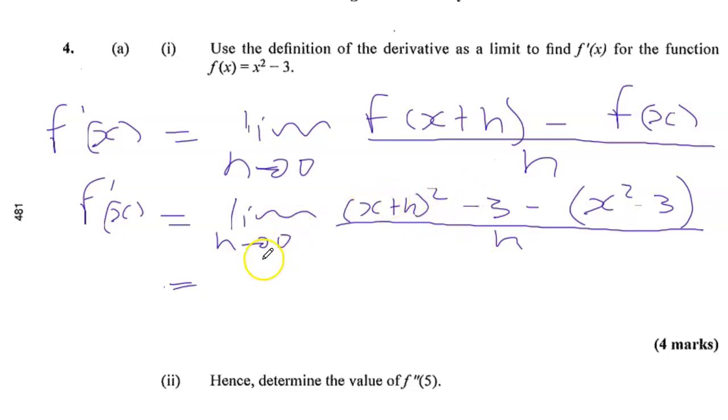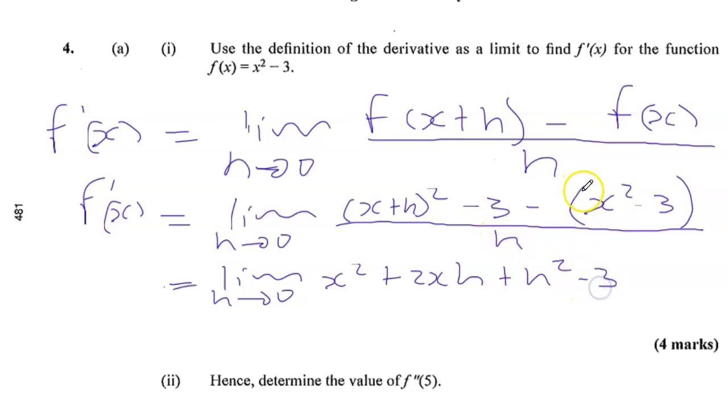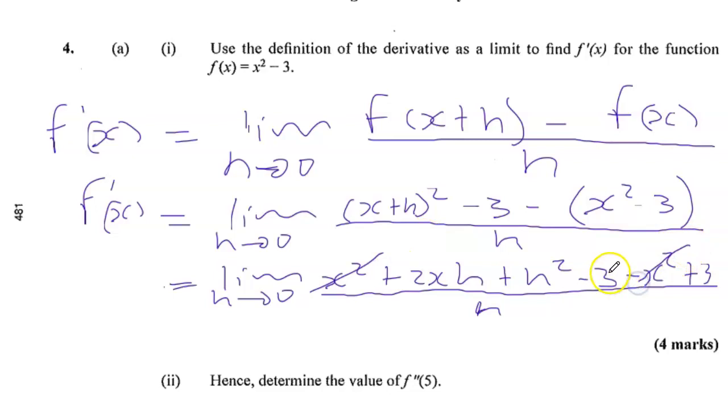So let's expand the numerator. So x plus h all squared, that's x squared plus 2xh plus h squared minus 3. Distribute: this is minus x squared plus positive 3, all over h. And what's that now? X squared cancels with negative x squared. Negative 3 cancels with positive 3.